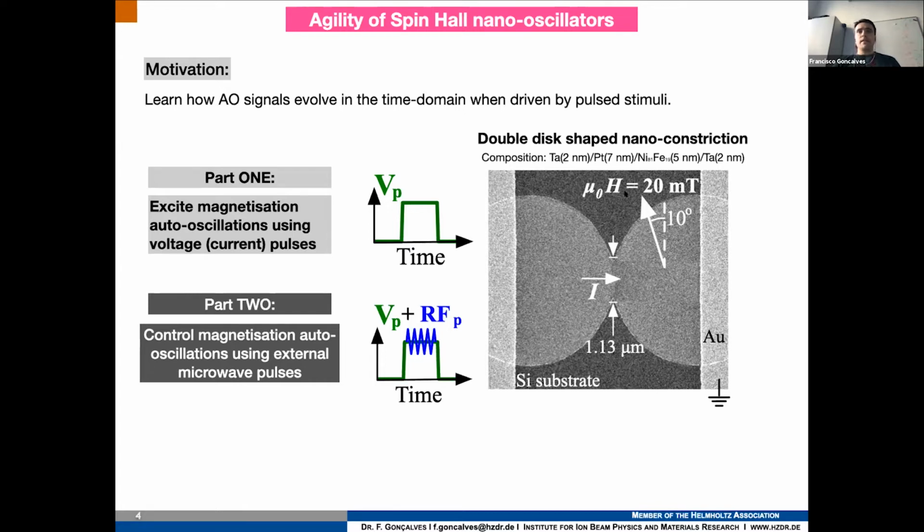So this here on the right is the SHNO geometry that we used. It essentially consists of two disc-shaped nano-constrictions, and the active zone is pretty much at the center here where the current densities are high enough. It's important to note that the presumed current direction is along this plane, and also the external magnetic field is tilted in the direction orthogonal.